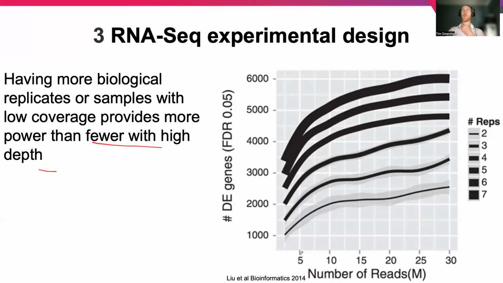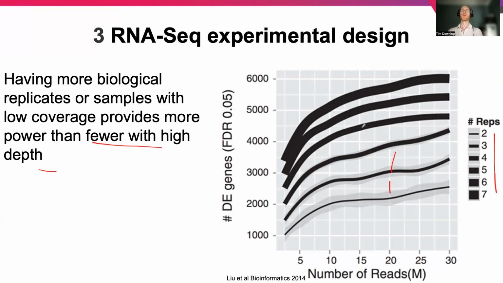You can see that here. If you increase the number of reads, your capacity to detect differentially expressed genes, at a given false discovery rate, FDR, increases a little bit, but the number of replicates increases it more. So jumping from 2 to 3 to 4, 5, 6, 7 replicates increases our power much more effectively.